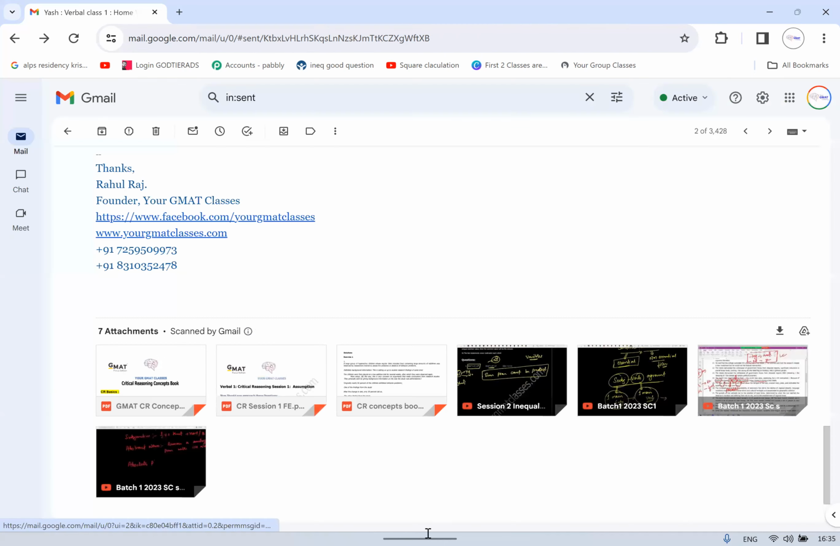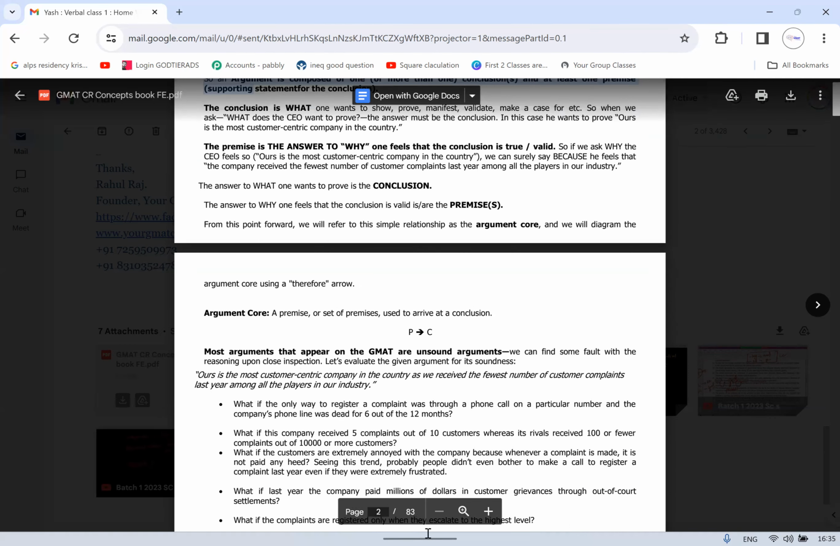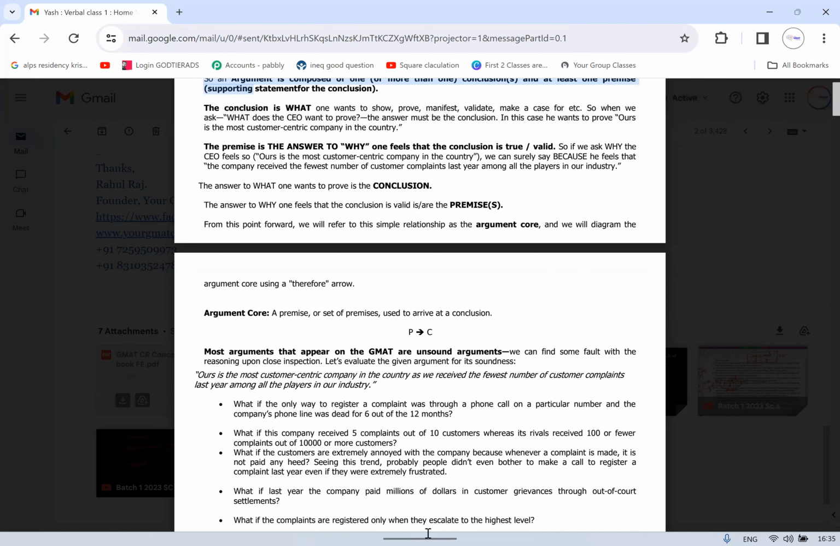And the CR concept book, the book that I have given, trust me, it is not boring at all. It is one of the best things that you will be reading for critical reasoning. I promise, anything that could be more interesting after the CR Bible is this book that I have given to you. Absolutely classic book.